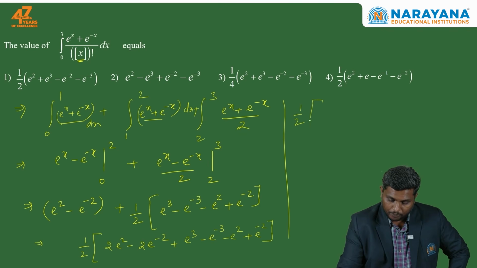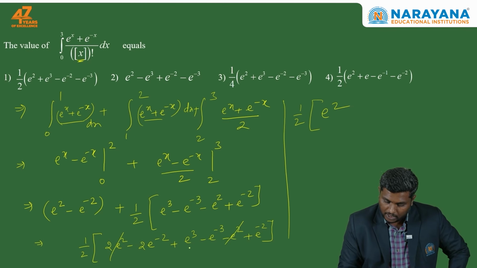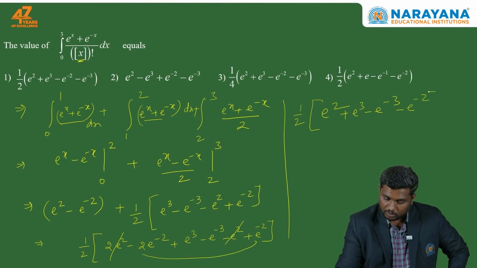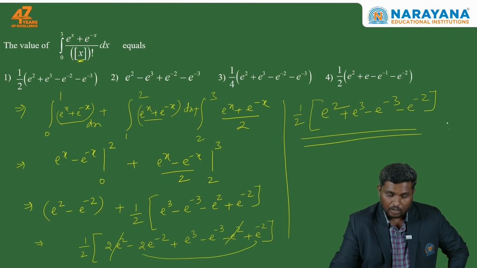1 by 2 into 2 e square minus e square is e square, this one e square, and e cube, there is only one term, e cube minus e power minus 3, and here we have minus e power minus 2. So this should be the answer for this question.